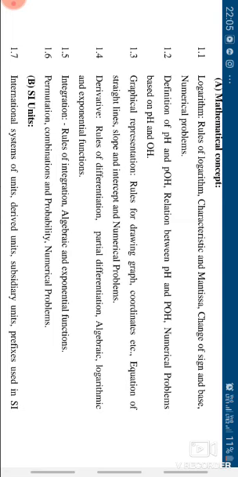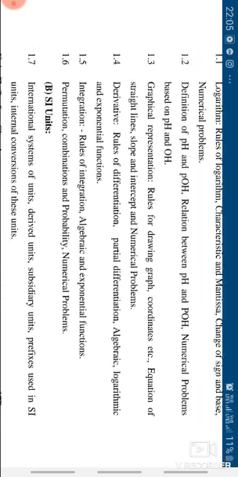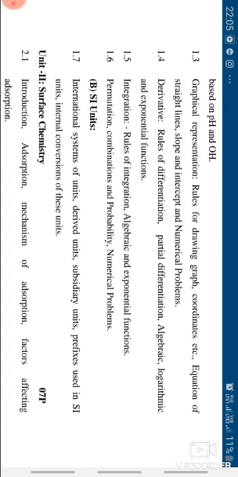The integration is also a very important part, and in that we will see rules of integration, algebraic and exponential functions. All these are included. Then the next is permutation, combination and probability numericals problems. In this section we will see the problems based on the permutations, combinations and probability. We are just finding the probability.